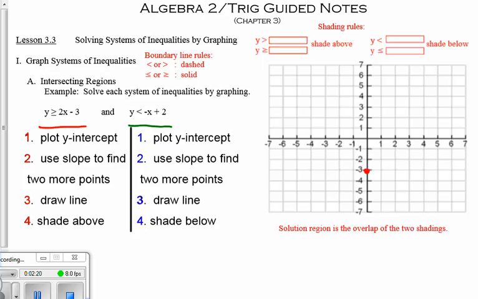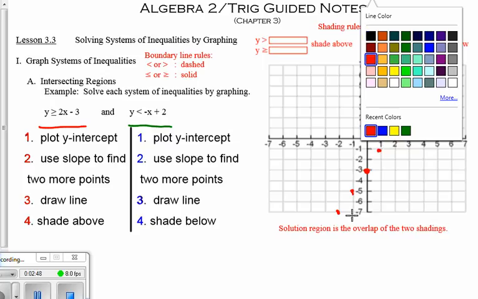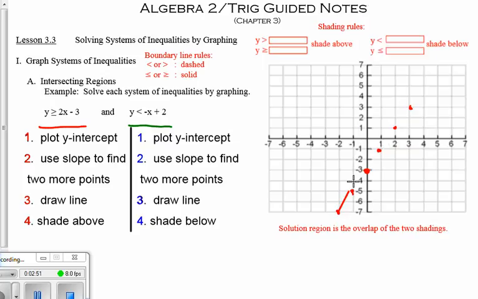We use our slope to find a couple more points. So slope of 2 would be up 2 over 1, up 2 over 1, up 2 over 1. We can find a couple more points. Or if we went in the opposite direction, it'd be the same as saying down 2, left 1, down 2, left 1. That would continue on. And again, that would make a line, as we see from there. Because we have the or equal to, the line that we use doesn't have to be a dashed line. We can just use this solid red line. So that's going to be the boundary line for this one.